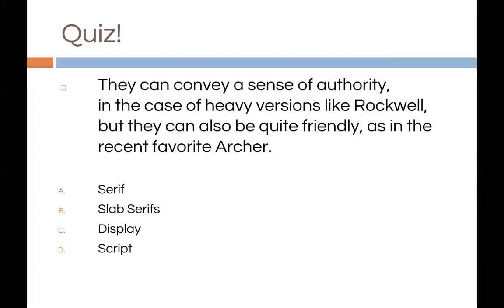They can convey a sense of authority in the case of heavier versions like Rockwell, but they can also be quite friendly, as in the recent favorite, Archer. Are those two fonts A, serifs, B, slab serifs, C, display fonts, or D, script fonts? And if you said B, slab serifs, you are correct.